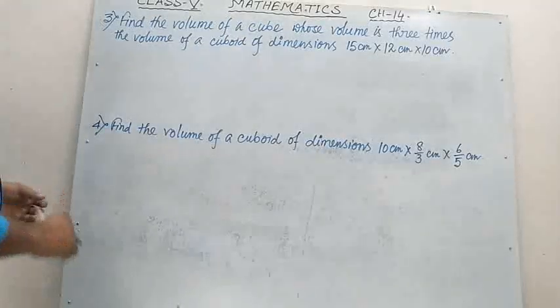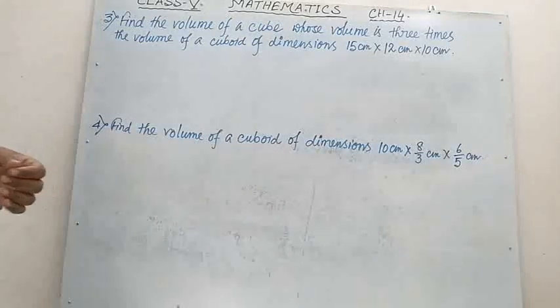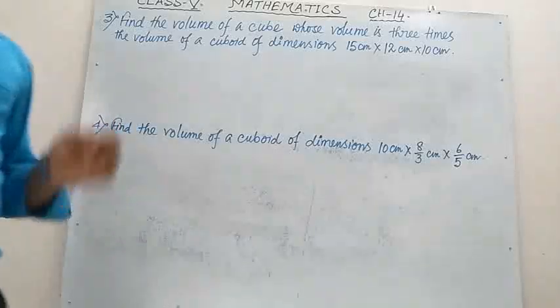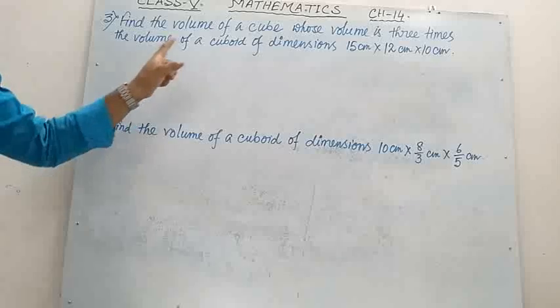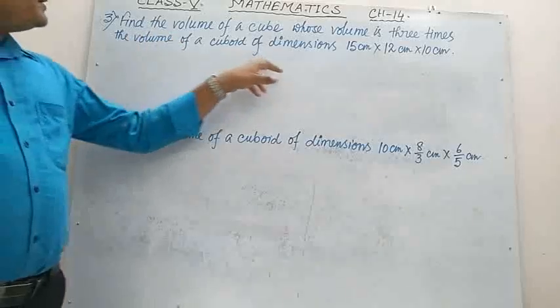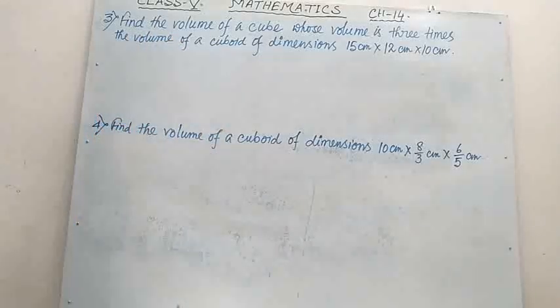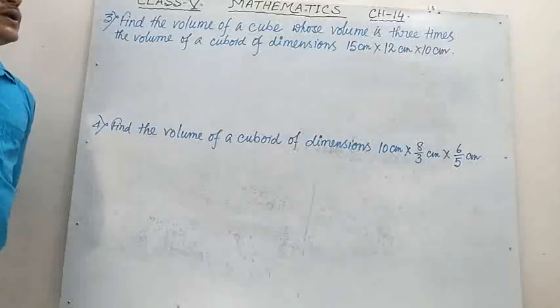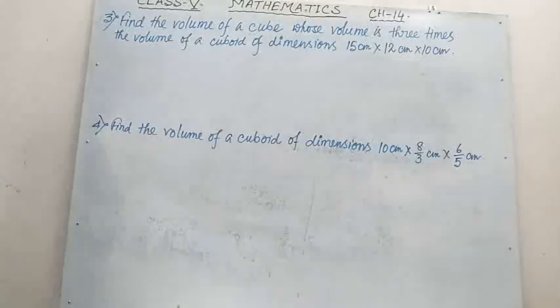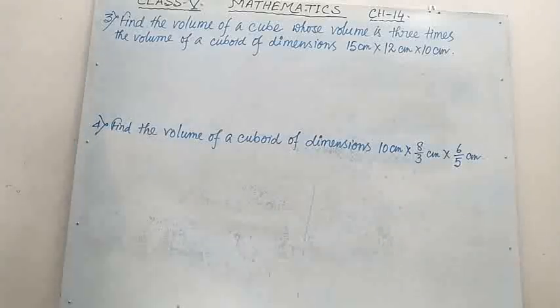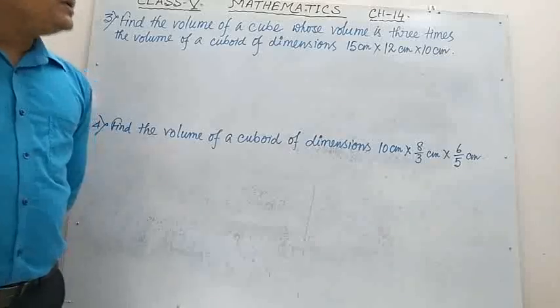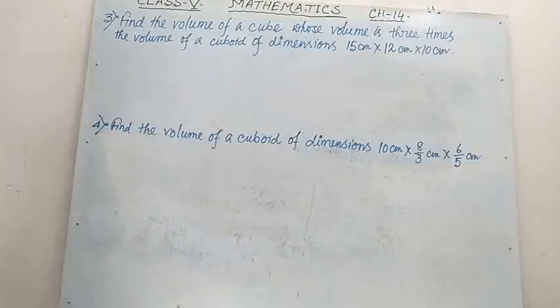Next, question number 3. Find the volume of a cube whose volume is 3 times the volume of a cuboid of dimensions 15 centimeter into 12 centimeter into 10 centimeter.